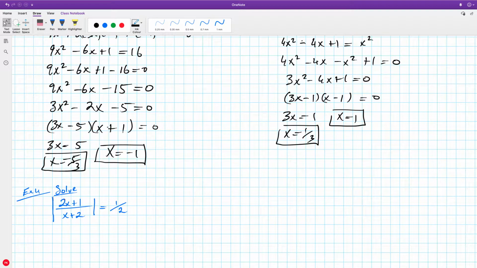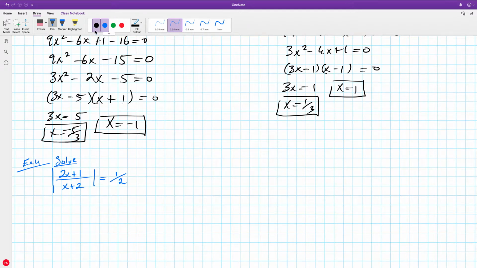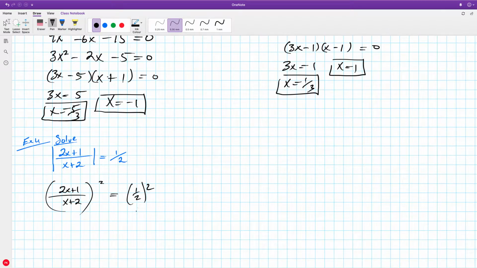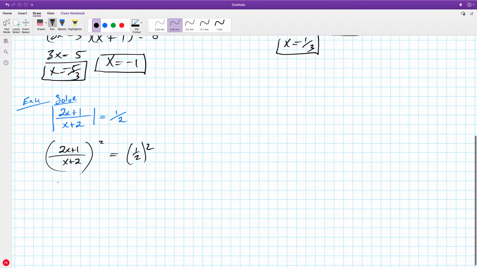Right, have a little look at it. So, we're going to solve modulus of (2x plus 1) over (x plus 2) is equal to a half. So we square both sides. (2x plus 1) over (x plus 2), squared, is equal to a half, squared. So, that is (2x plus 1) squared over (x plus 2) squared is equal to 1 squared over 2 squared.